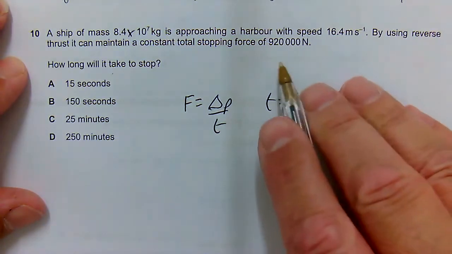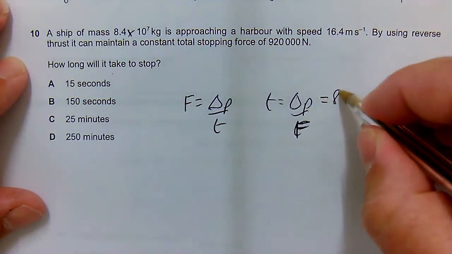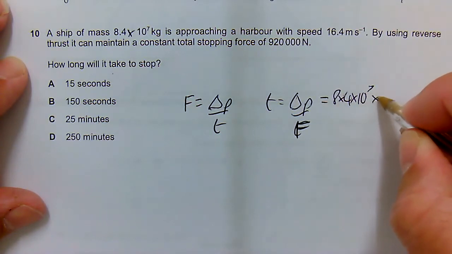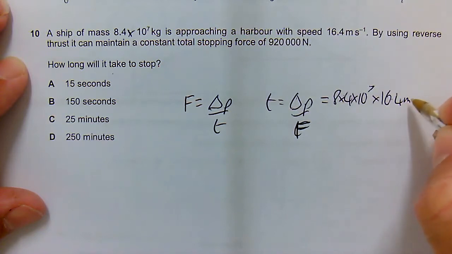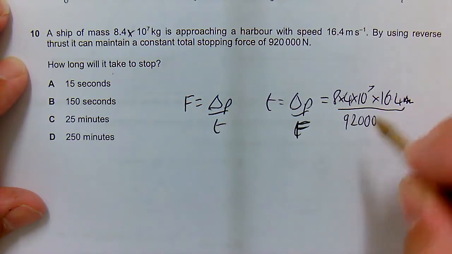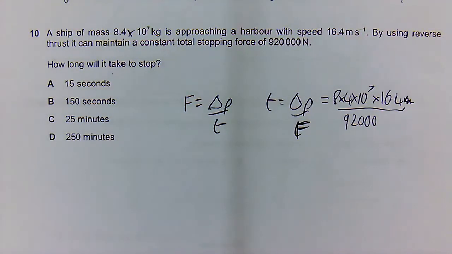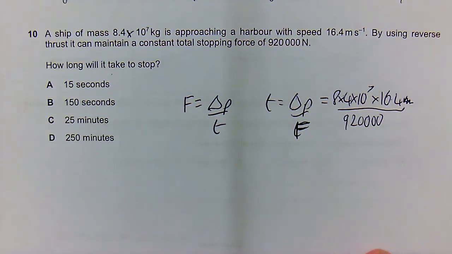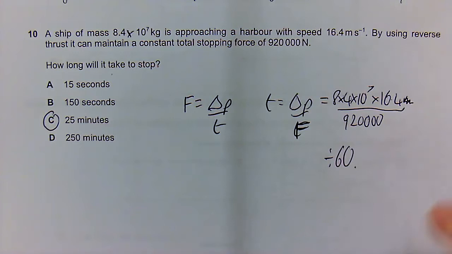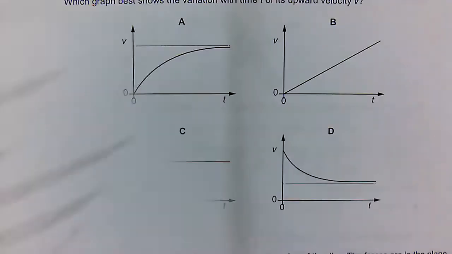So the change in momentum is going to be 8 times 10 to the power of 7 kilograms multiplied by 16.4 meters per second, divided by 920,000 newtons, and the answer works out to about 25 minutes. Okay, but that's how you do it. So that will give you it in seconds. Then you need to divide that number by 60 to get it in minutes. Okay, right, on to the next one.